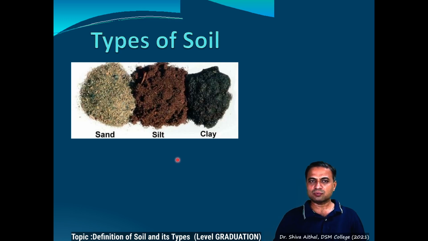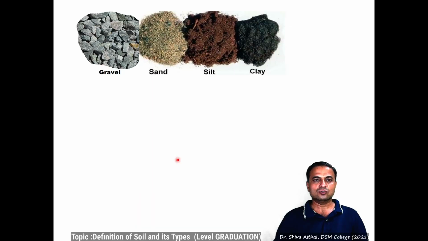There are various types of soil: sand, silt and clay. These are the three basic types when it comes to agriculture. So let us see gravel, sand, silt and clay. These are different in their size and composition. All are products of weathering of the rocks.